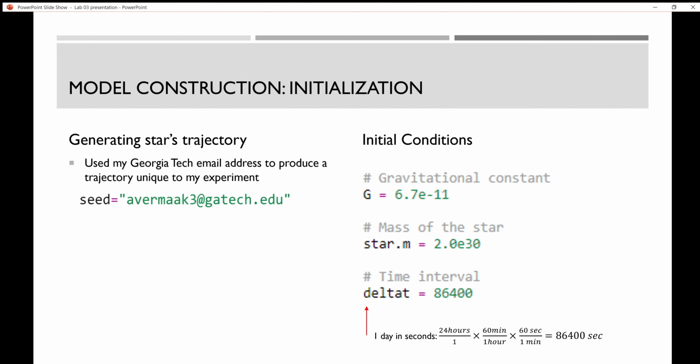Since this lab is coding heavy, I broke the model construction explanation into 3 sections: initialization, calculation loop, and graphing. In the initialization phase, I inputted my Georgia Tech email address to generate a unique trajectory. I also entered in the gravitational constant value, the mass of the star being 2 times 10 to the 30th power kilograms, and the time interval of 24 hours converted into seconds.